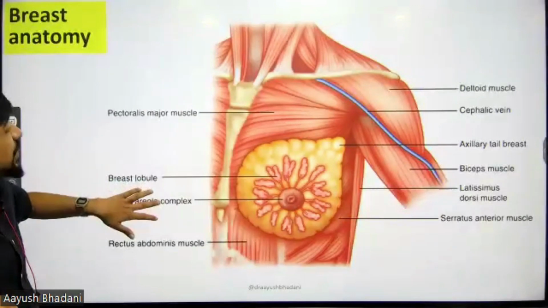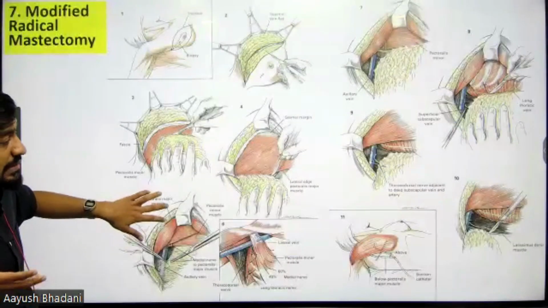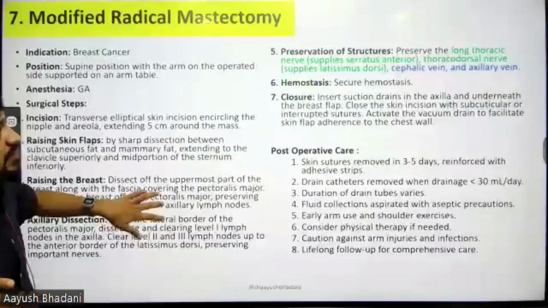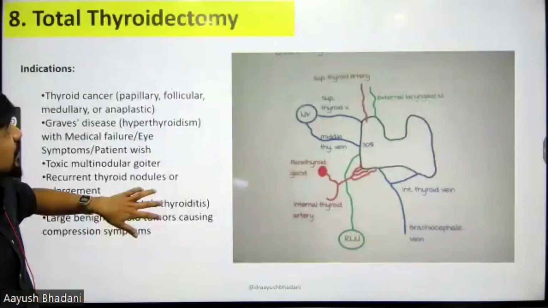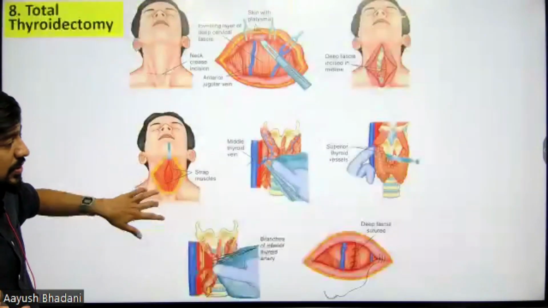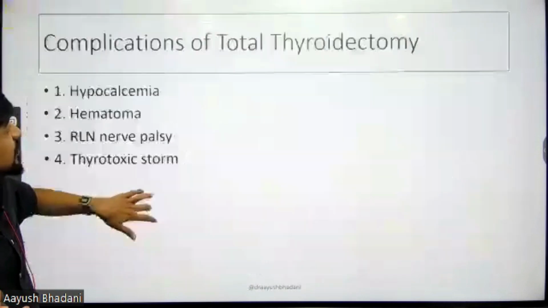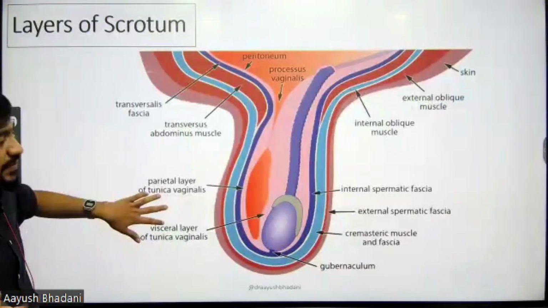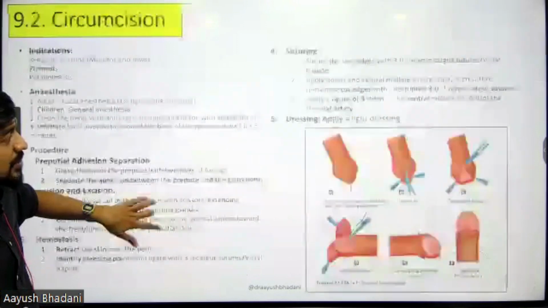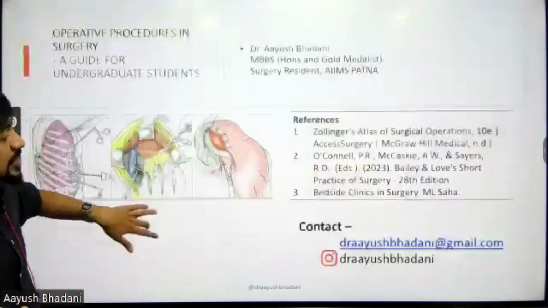Then you have breast anatomy is important. What are the structures or the nerves which are preserved? What are the structures which are severed? Then the thyroid anatomy is important. You go ahead with the layers of the scrotum. If you know this, eversion of sac becomes easy. Then you have circumcision and venesection.